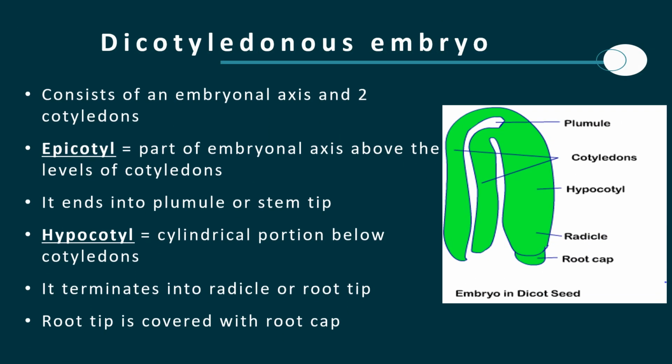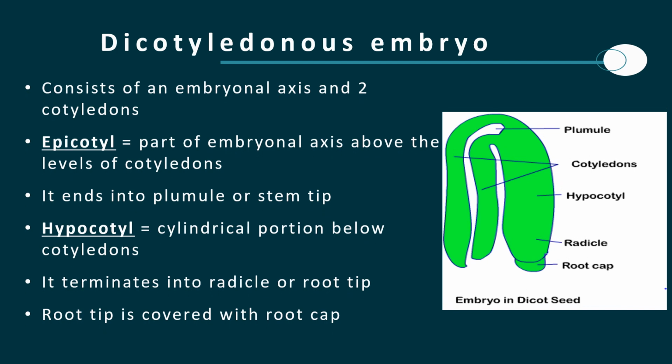In a typical dicot embryo, there are two cotyledons and an embryonal axis. The part of the embryonal axis above the level of the cotyledons that ends in a plumule or stem tip is known as epicotyl, and the cylindrical portion below the level of the cotyledons is known as hypocotyl. It ends in the radicle or root tip, which is covered with a root cap.